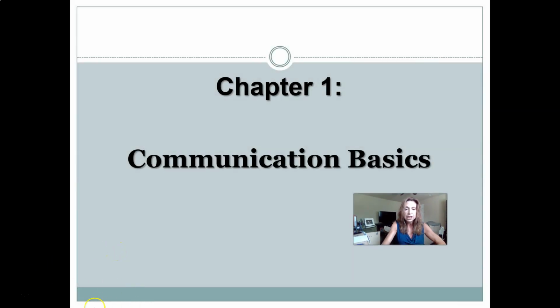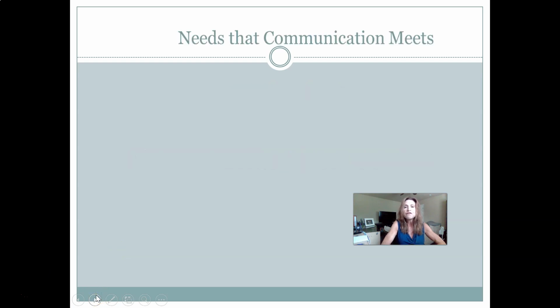Okay, so chapter 1, Communication Basics. The first thing that we're going to cover in this chapter are the needs that communication meets. If you were to communicate with another person one-on-one, you would be doing so for various reasons or various needs that you may have. First of all, communication meets a physical need.